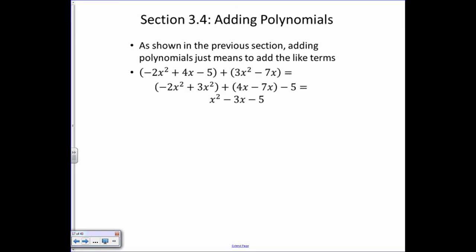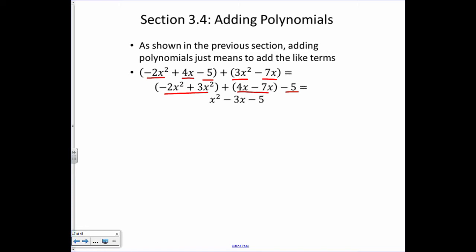So as shown in the previous section, adding polynomials just means to add the like terms. So here we have just an example, negative 2x squared plus 4x minus 5 plus 3x squared minus 7x. And all we've done is we've just taken and separated the like terms like we did in the last example of the last section. So negative 2x squared plus 3x squared, 4x minus 7x, and then negative 5. And so we just add up all of our like terms.